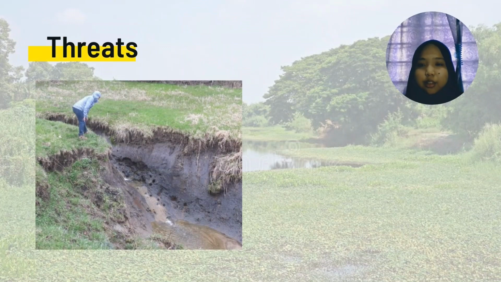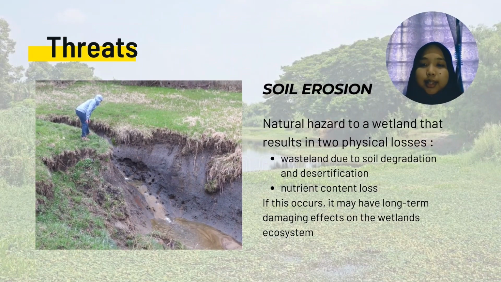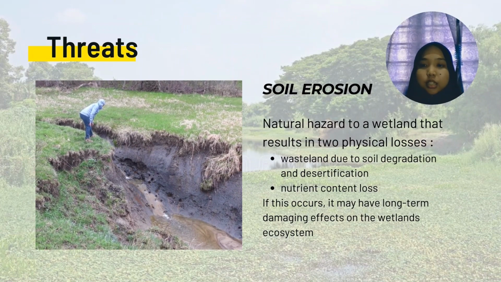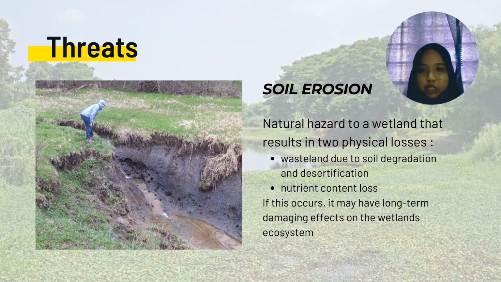To begin, soil erosion is a natural hazard to a wetland that results in two physical losses: wasteland due to soil degradation and desertification, and nutrient content loss. If this occurs, it may have a long-term damaging effect on the wetland's ecosystem, such as sedimentation, which removes aquatic invertebrates and destroys the habitat they require to survive.